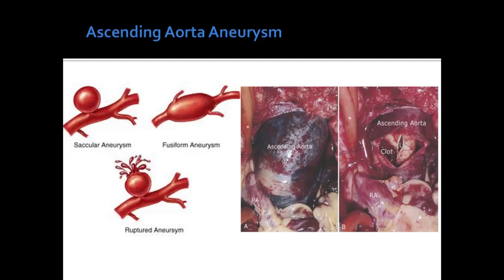The walls of the artery distal to the blockage become weak and distended. A saccular aneurysm is a ballooning of a localized area of an artery, and a fusiform aneurysm is when the entire circumference of the artery balloons out.